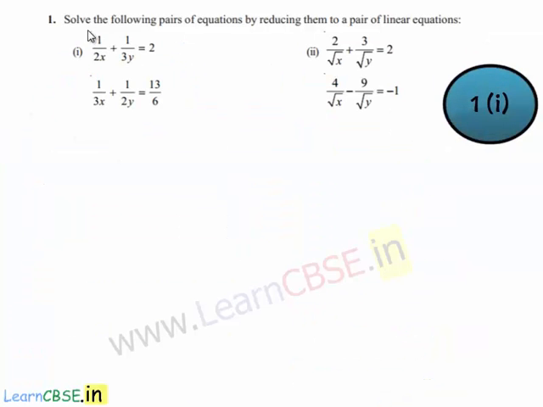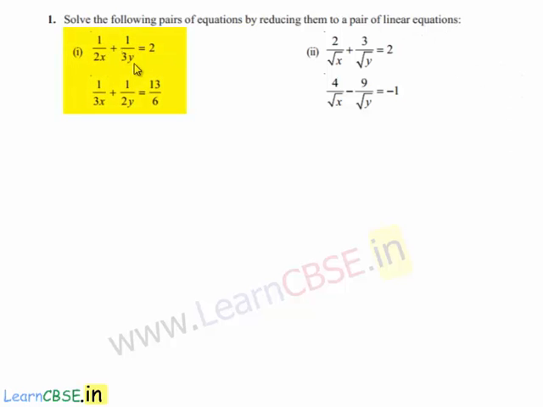Coming to the first problem, solve the following pairs of linear equations by reducing them to a pair of linear equations. So the first bit is 1 by 2x plus 1 by 3y is equal to 2, and the other equation is 1 by 3x plus 1 by 2y is equal to 13 by 6. So let us see this.